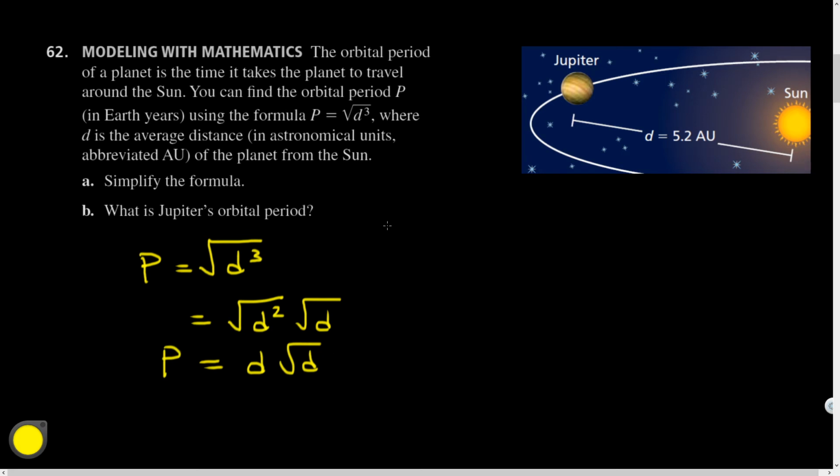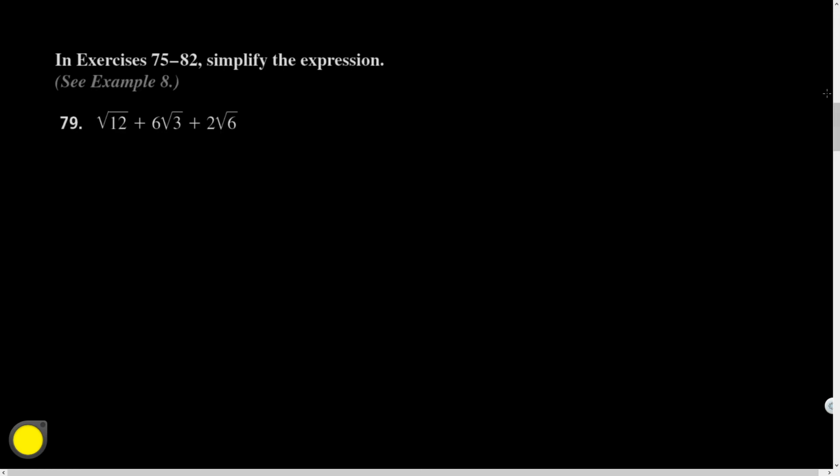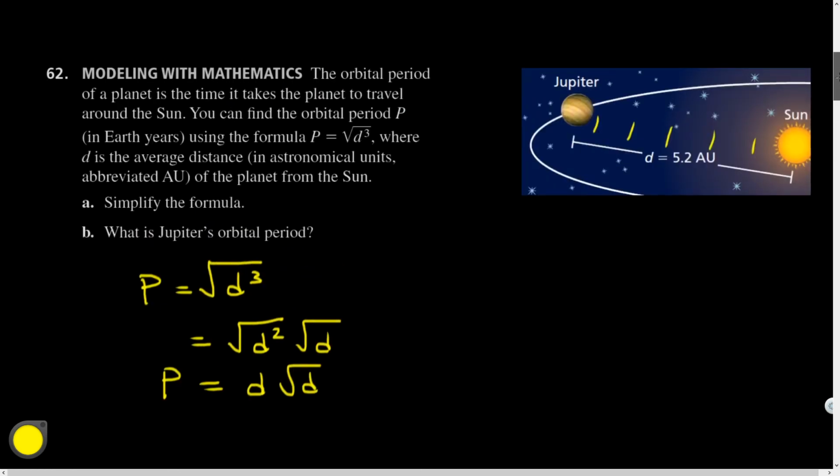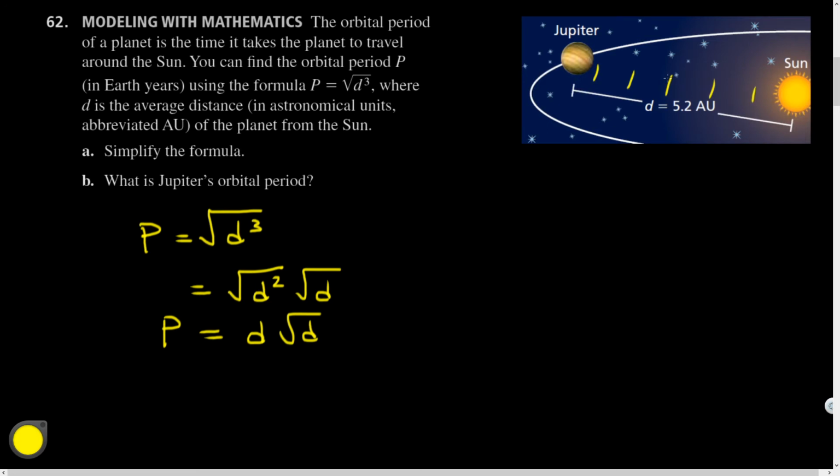Part B, what is Jupiter's orbital period? So 5.2 astronomical units. If you could imagine, Earth would be hanging out here 1 astronomical unit away on its near circular but always elliptical path around the sun. And so Jupiter is 5.2 times as far away. Did not know that. Thanks, Jupiter.